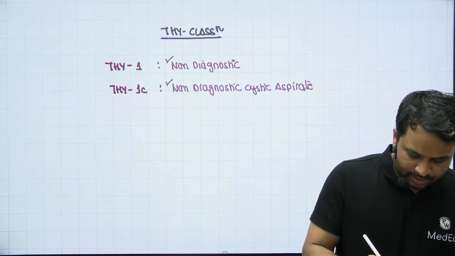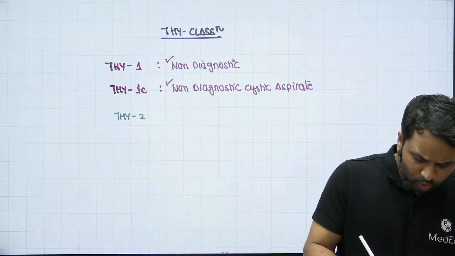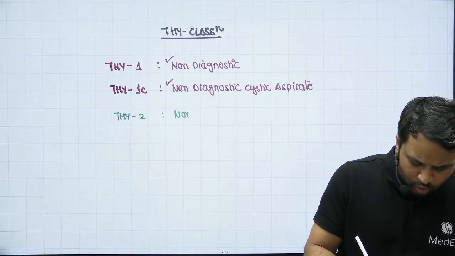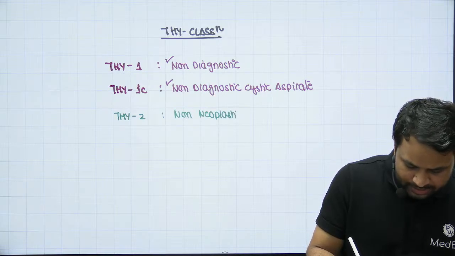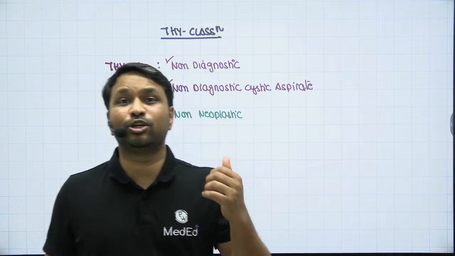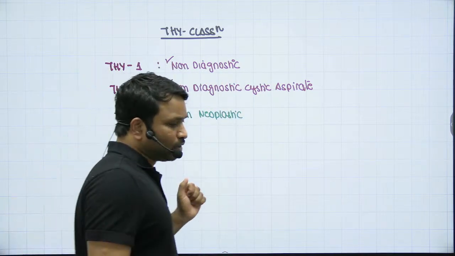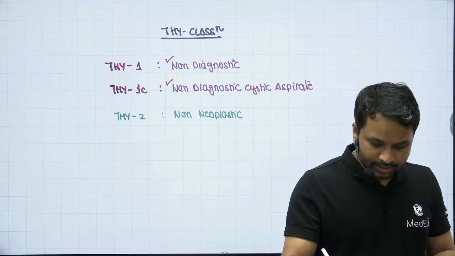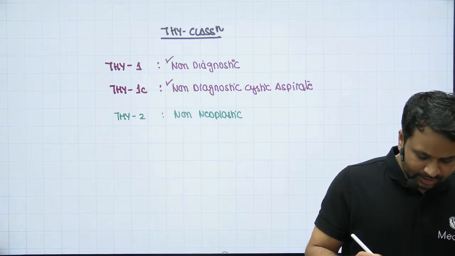Next comes your Thy 2 category. Now the Thy 2 category is non-neoplastic. Neither is it benign nor is it malignant. There is no growth. Yes, it could be an inflammatory thyroid swelling or a goiter swelling. That will belong to the Thy 2 category. Right? Then you have a Thy 3 category.